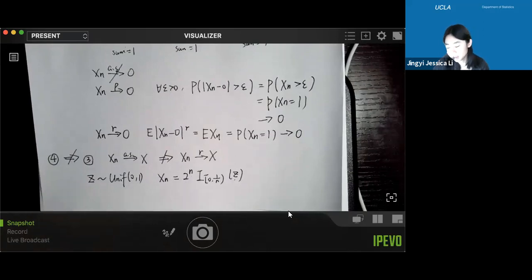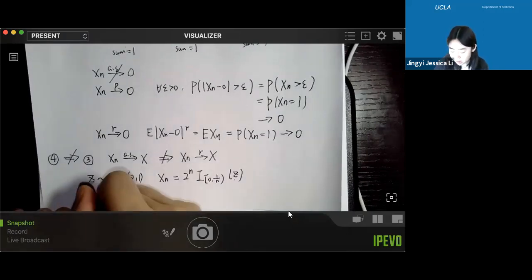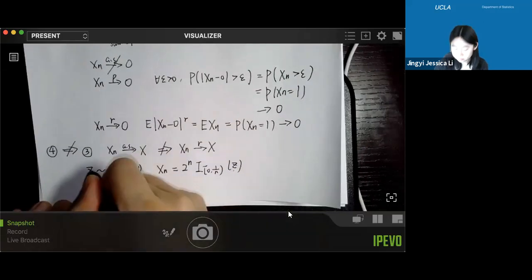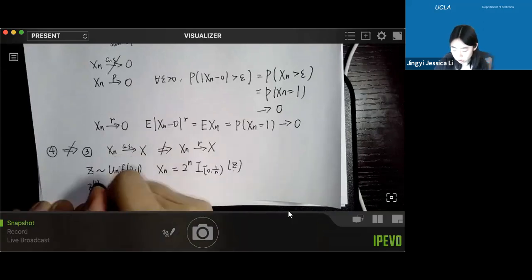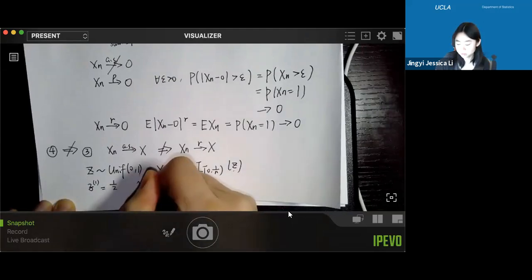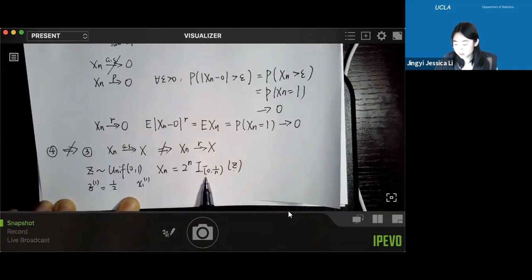So how do we think about it? Still, I think the most straightforward way is to think about realization. So let's think about it. What happens if my first realization, let's say I call it Z1, is 1/2? 1/2 can be drawn from this uniform interval. Then what will happen to the realization of X1? So think about the first realization. What will be my X1? In the definition, 0 to 1, Z is in it, so it will take value 2.